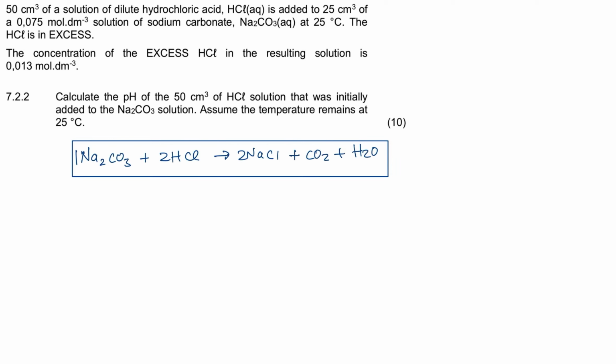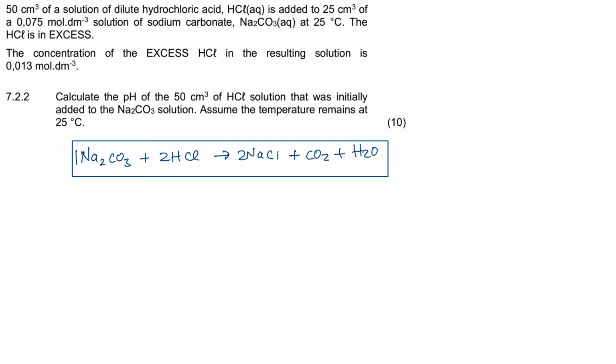Let's take a look at this 10-mark question that was in today's KZN paper. 50 cm³ of a solution of dilute HCl is added to 25 cm³ of 0.075 mol/dm³ sodium carbonate at 25 degrees Celsius. The HCl is in excess. The concentration of the excess HCl in the resulting solution is 0.013 mol/dm³.